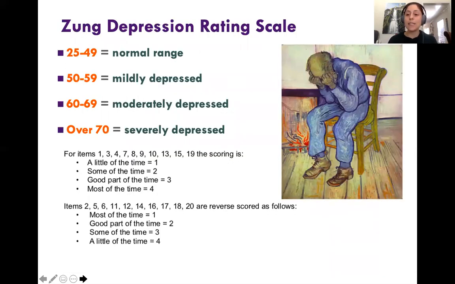Okay, and so you can see at the very bottom of this page, it tells you which items are scored 1, 2, 3, 4, and then which ones are flipped around, with most of the time being 1 instead of 4. Okay, so then once you sum them, you get a rating of depression with normal, mild, moderate, or severe. And then again, you use your clinical judgment, you use any follow-up interviewing that you need to do, and you check for the specific items that were endorsed as high, and you use that to inform your diagnosis.